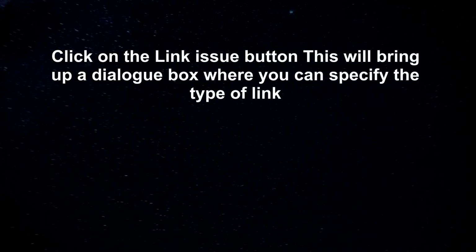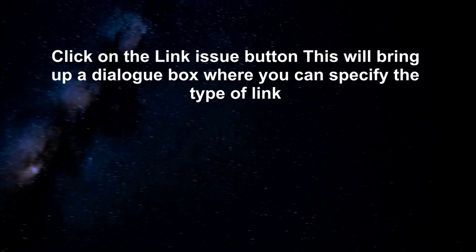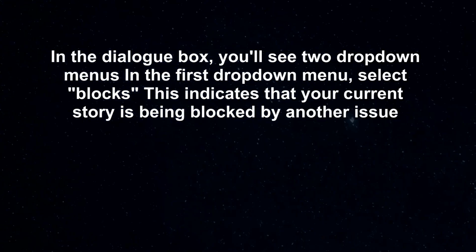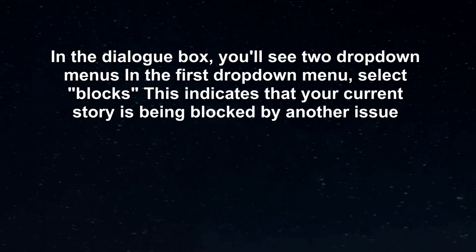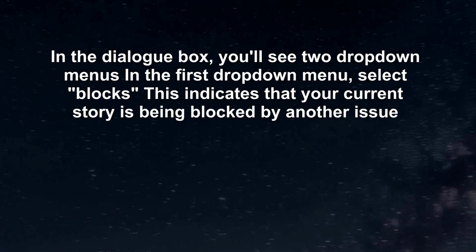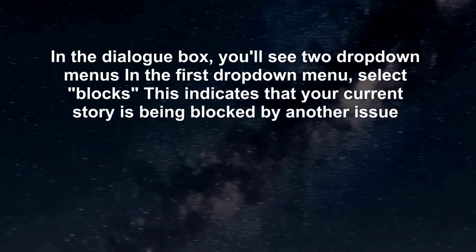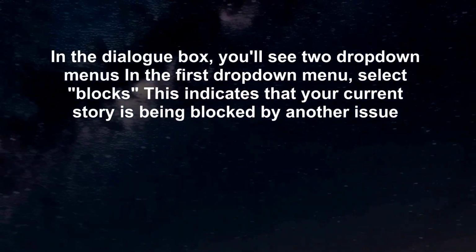This will bring up a dialog box where you can specify the type of link. In the dialog box, you'll see two drop-down menus. In the first drop-down menu, select Blocks. This indicates that your current story is being blocked by another issue.